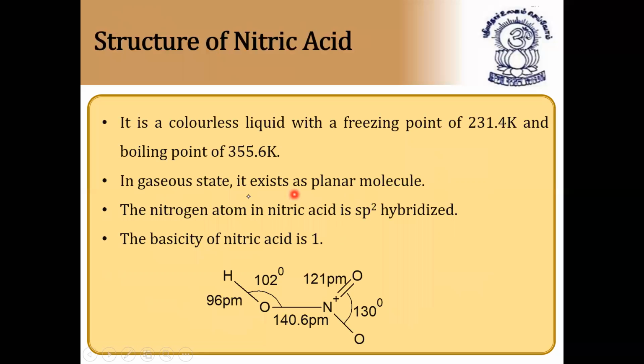Next, structure of nitric acid. Nitric acid is a colorless liquid with a freezing point of 231.4 kelvins and boiling point of 355.6 kelvins. In gas state, it exists as a planar molecule as it contains one OH bond. The basicity of nitric acid is 1, and the nitrogen atom in nitric acid is sp2 hybridized. Here it is very important. The hybridization of nitrogen in nitric acid is sp2, shape is planar, and basicity is 1. So all these points are important.